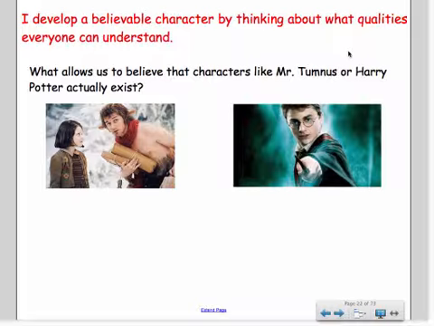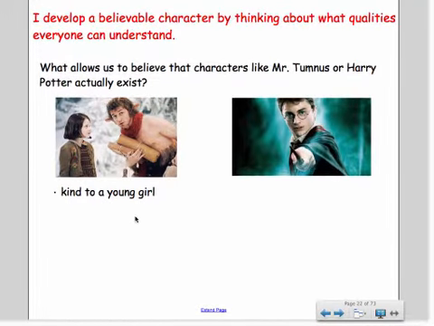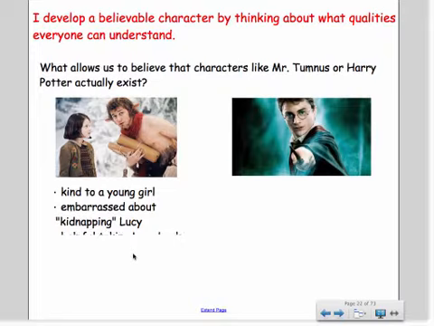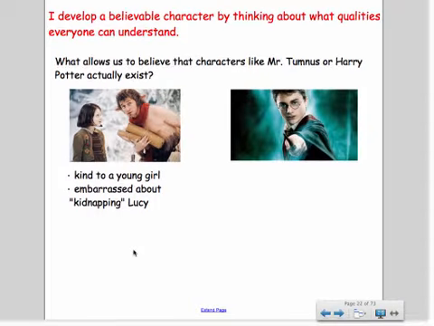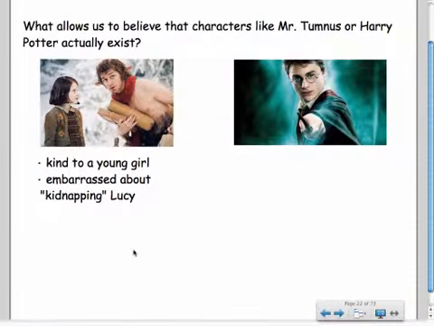Okay, some things that you and your partner may have come up with might be something like this. If we're considering Mr. Tumnus, one thing that makes him believable is that he's kind to a young girl. We know that characters can be kind. He's got that characteristic or that quality that we believe in. He also felt embarrassed about what he did with kidnapping Lucy, and we also know that that feeling and that emotion of embarrassment is something that we can relate to.